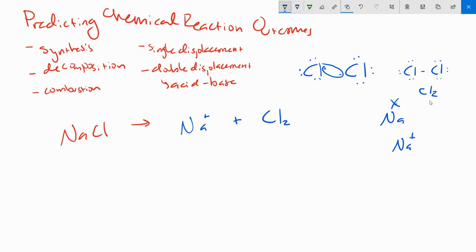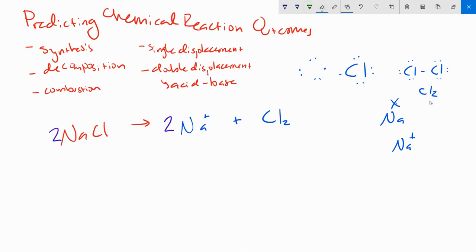Now I've got to balance. The easiest way for me to balance would be to put a 2 right out front because I have 2 chlorines on the product side, but only 1 chlorine on the reactant side. And then since I have 2 sodiums on the reactant side, now I need a 2 on the product side, and then I'm good. 2 sodiums, 2 sodiums, 2 chlorines, 2 chlorines. Okay, so that would be a decomposition reaction. I started with 1 thing, and I ended with 2.